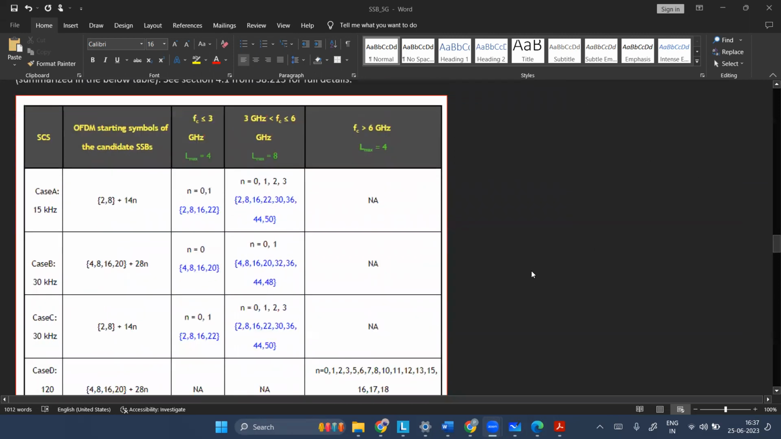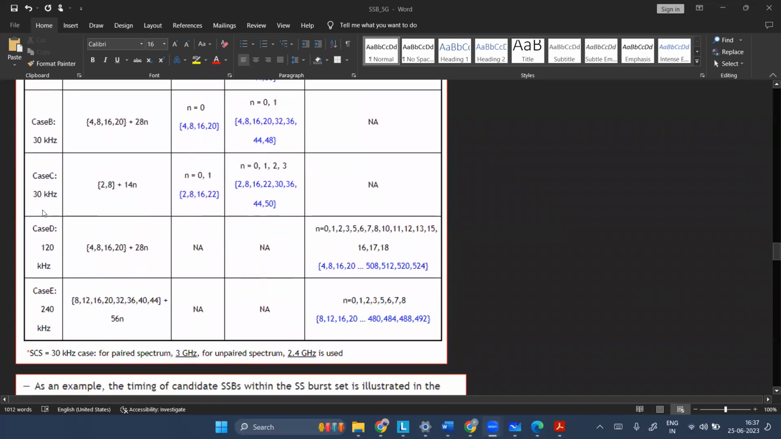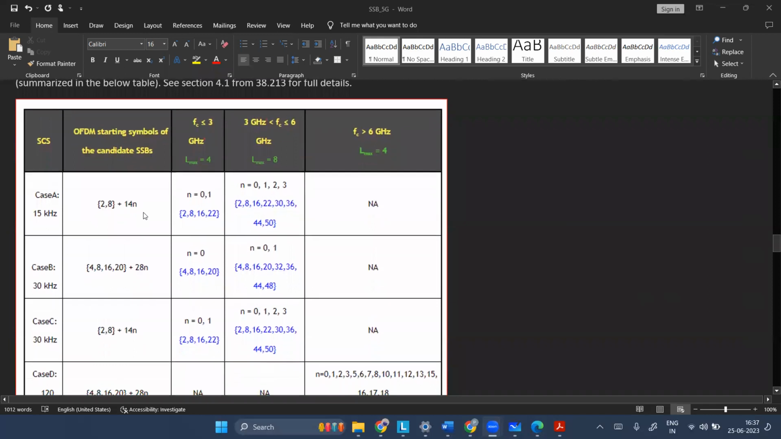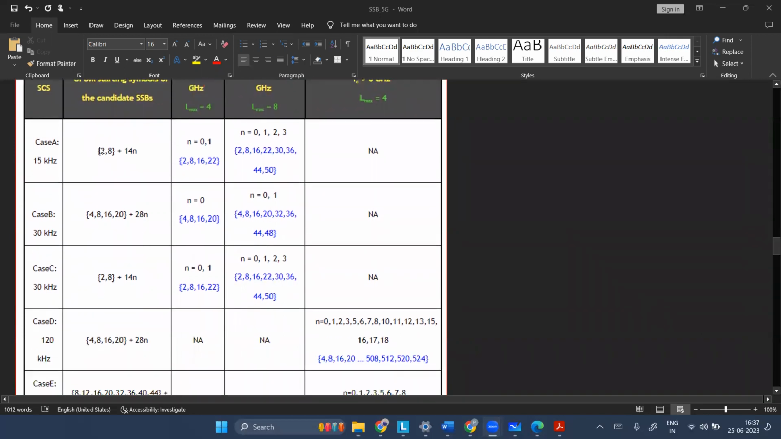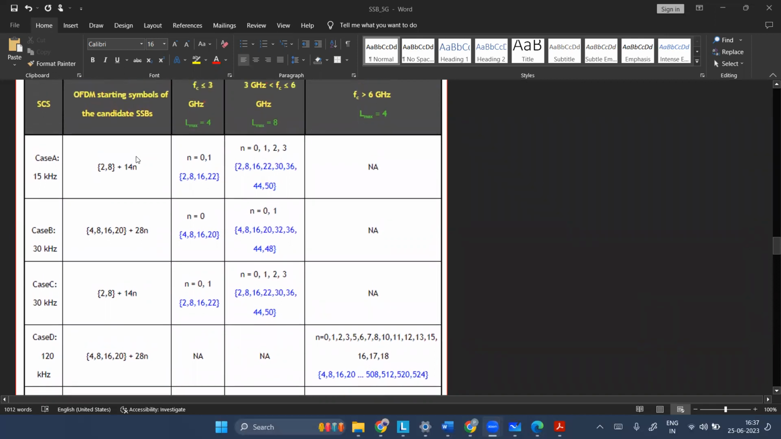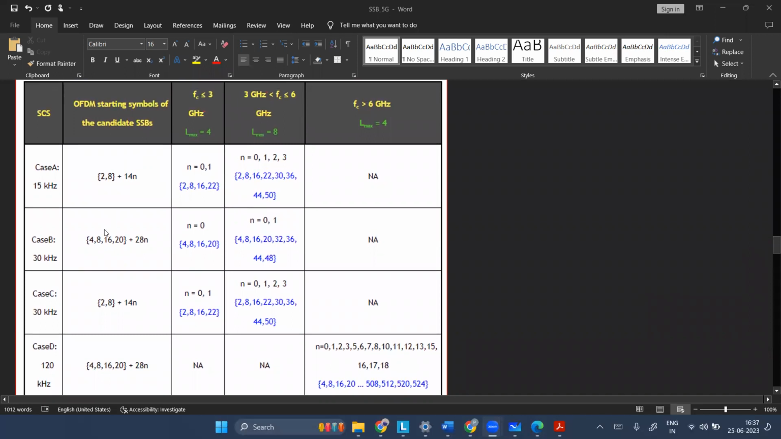If you see this table, on the left we have the SCS: 15, 30, 30, 120, 240. And this second column is for the OFDM starting symbol. The formula we have is curly braces 2, 8 plus 14 into n. I'll tell you how everything is working.